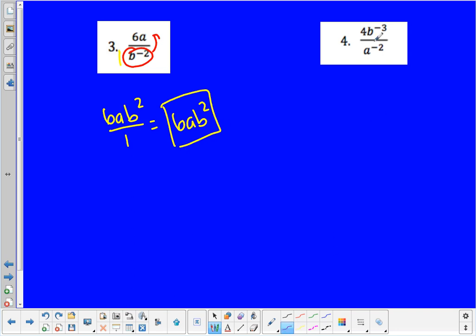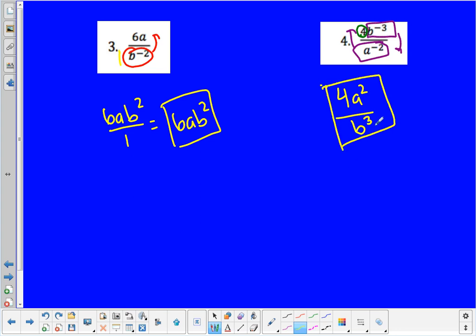In number 4, I have that b to the negative third, that needs to go down, and I have a to the negative second that needs to go up. So I'm flipping 2 things here, but notice the 4 just stays on the top. 4 is not going to change. So I have 4 a to the second over b to the third. So my a moved up and became a positive power, my b moved down and became a positive power. There's nothing else to reduce, so that's what those negative powers look like.